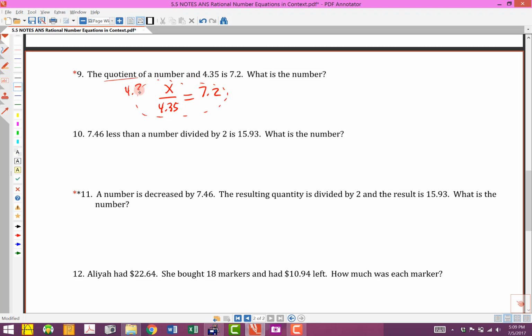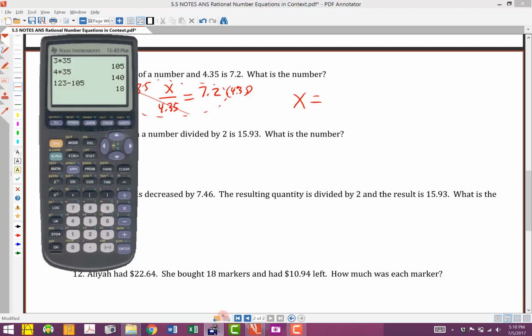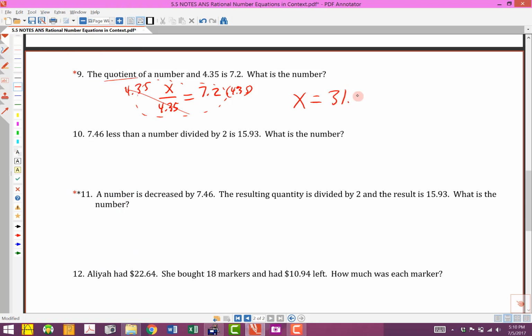And then we're going to multiply both sides by 4.35. So 4.35 on both sides. So those are going to cancel. So we're going to get x equals, and then we'll rely on the calculator to get this for us. So we're going to do 7.2 times 4.35, 31.32, and you'll notice that stops at the hundredths place, so we can leave it just like that, 31.32. And because the problem has decimals, no problem writing the answer as a decimal.